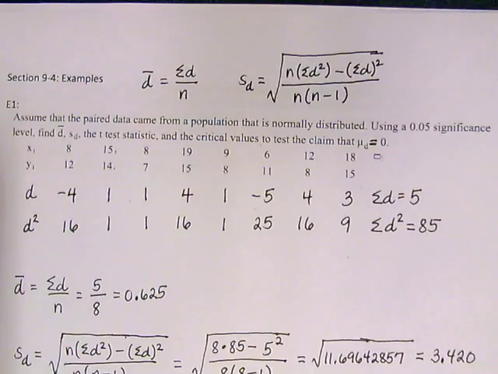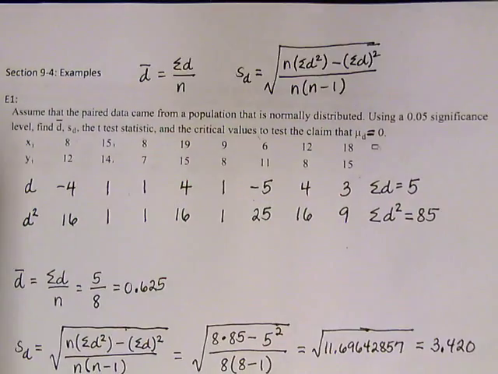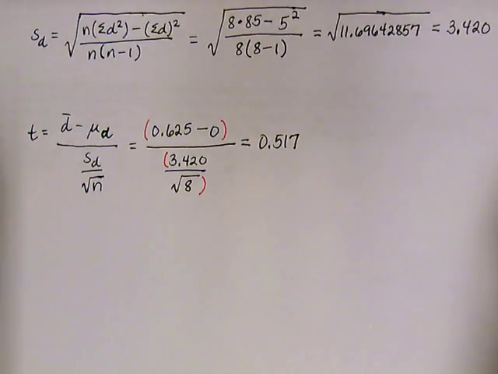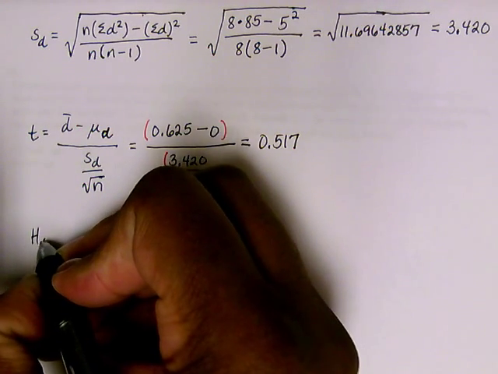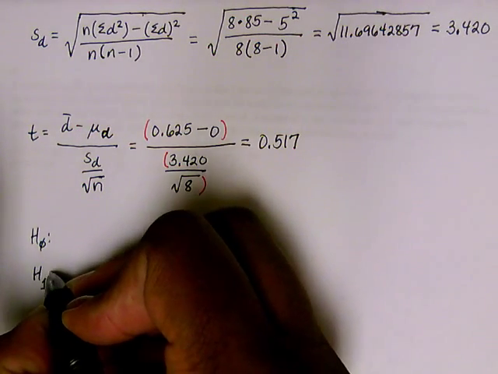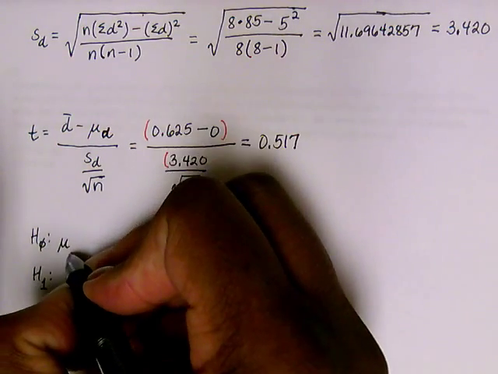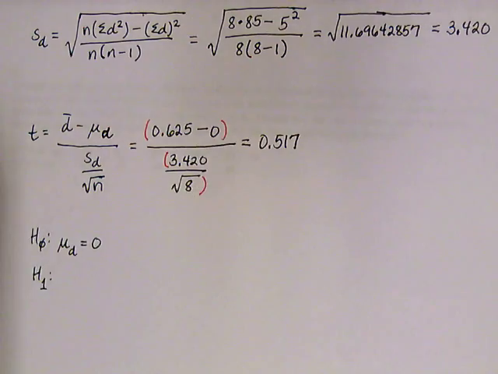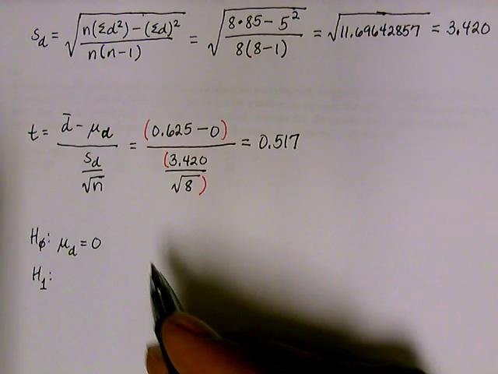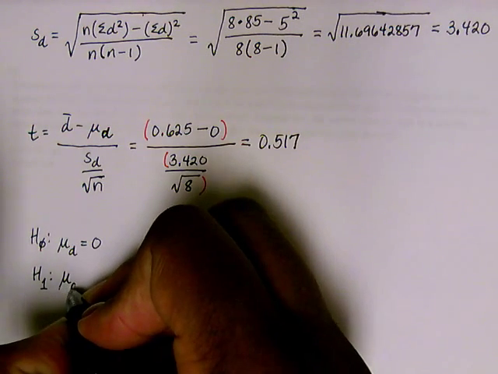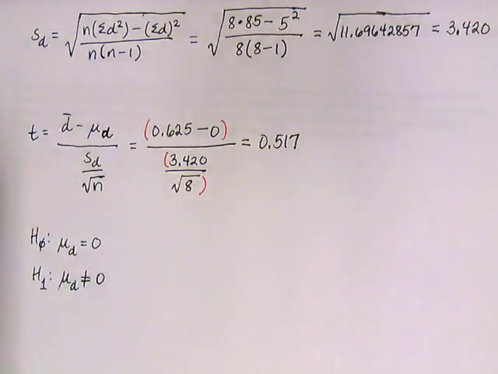Okay, now they ask for one more thing, and that's the critical values to test the claim that mu sub d is equal to 0. Alright, now let's think about this. I'm going to write the null and the alternative hypothesis. If mu sub d is equal to 0, it has to fall under the null hypothesis, and that's because the null always has an equal sign in it. So your alternative hypothesis will have to be the opposite of equal to, which is not equal to. So mu sub d is not equal to 0.